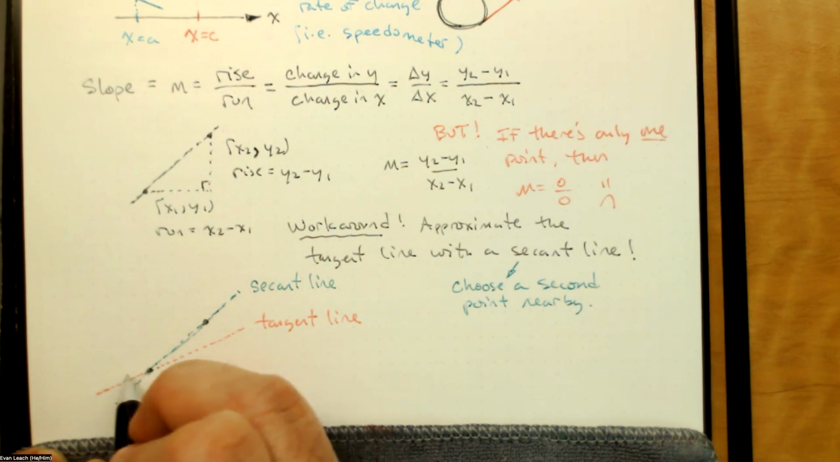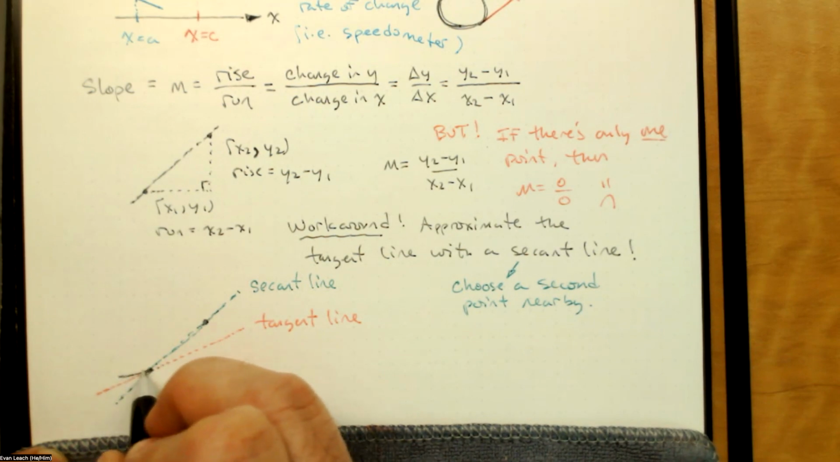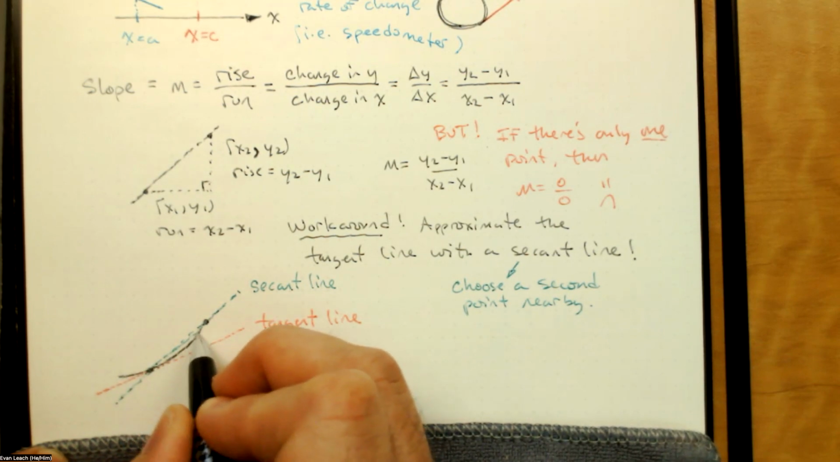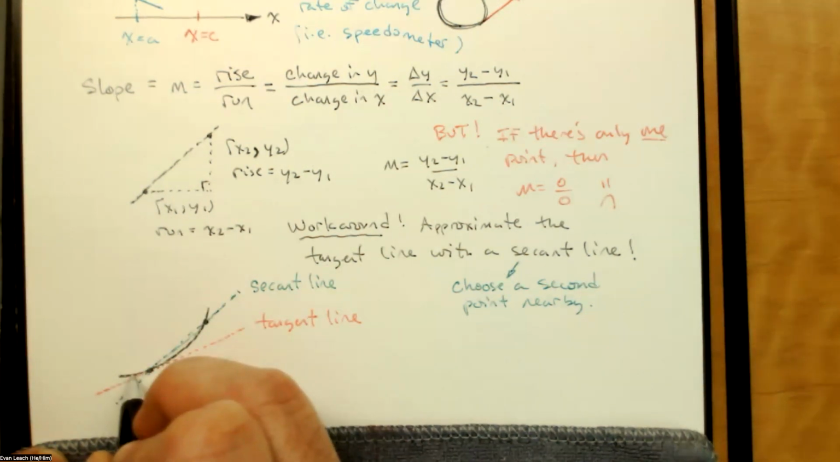We don't just pick some rando point. We pick something nearby on the function.